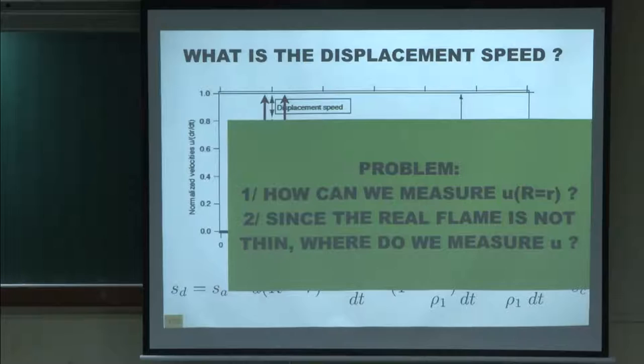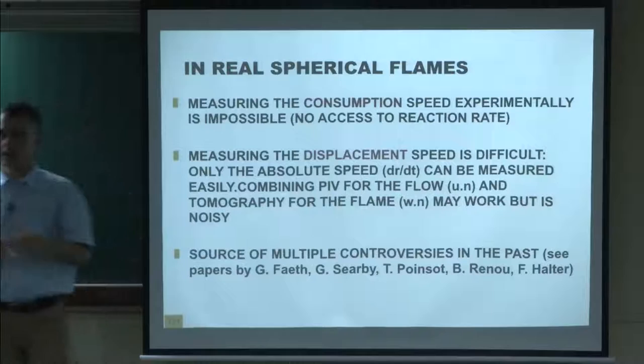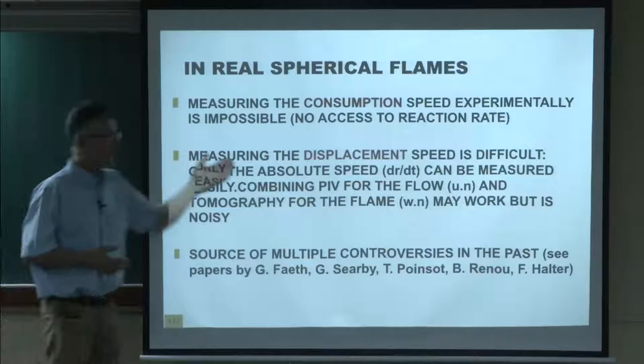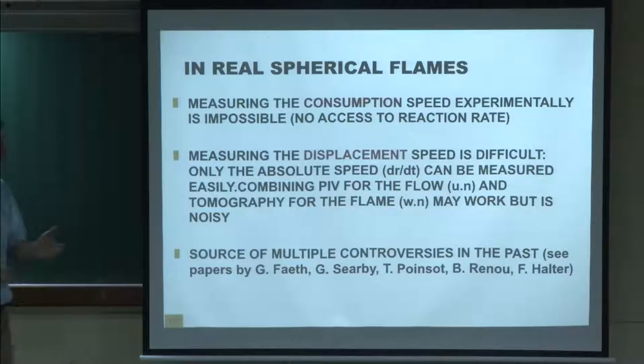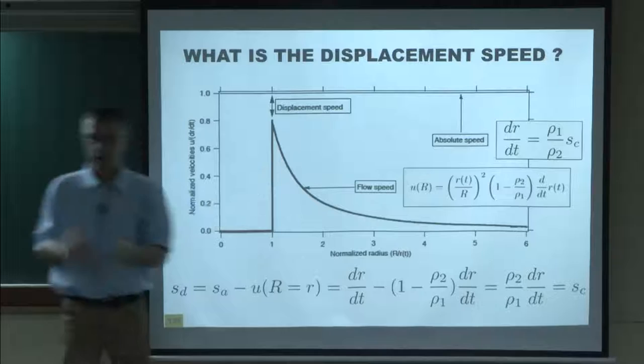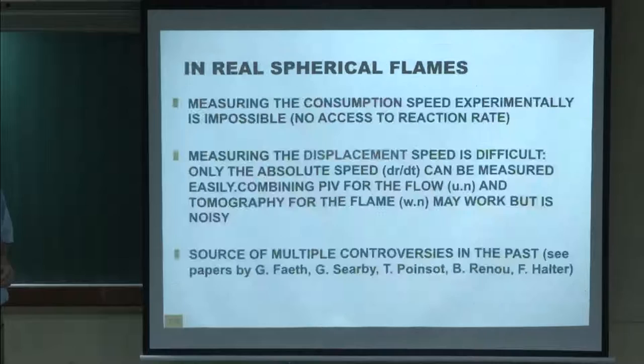So just to comment, of course, the consumption speed cannot be measured because it's the integral of the reaction rate, and no one knows how to measure reaction rates today. We never measure the reaction rate. Measuring the displacement speed, as I said, on paper, it's possible because you can have, for example, the front speed using tomography at 2 instants. You can do PIV for the flow. But even if you have all that, you have to decide exactly where you're going to measure, at which point you're going to define the displacement speed. And today, this has been the source of numerous papers in the past. People have been fighting about the precision of these things.